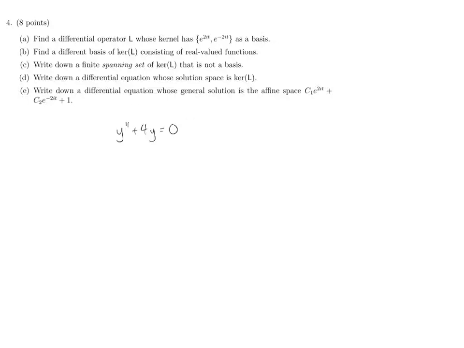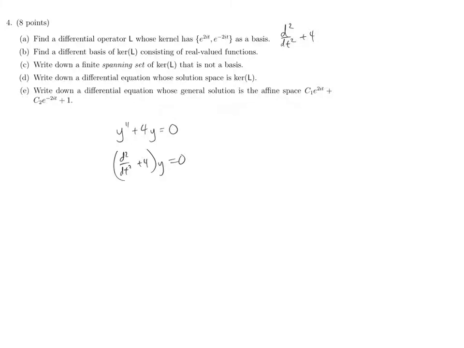So the differential operator is going to be d squared dt squared plus 4, because again, you can write this as d squared dt squared plus 4 times y equals 0. Okay, so that's the operator.